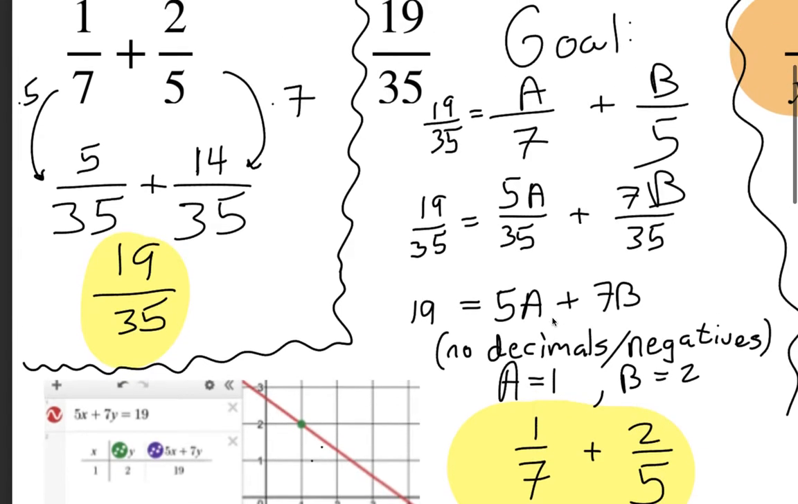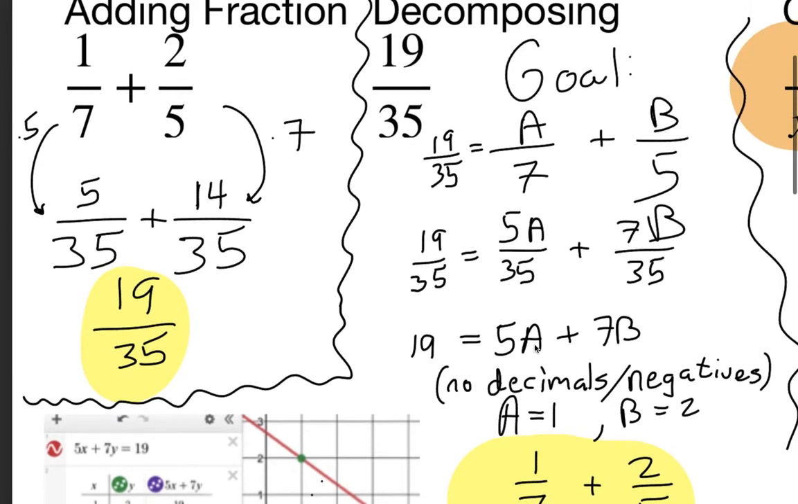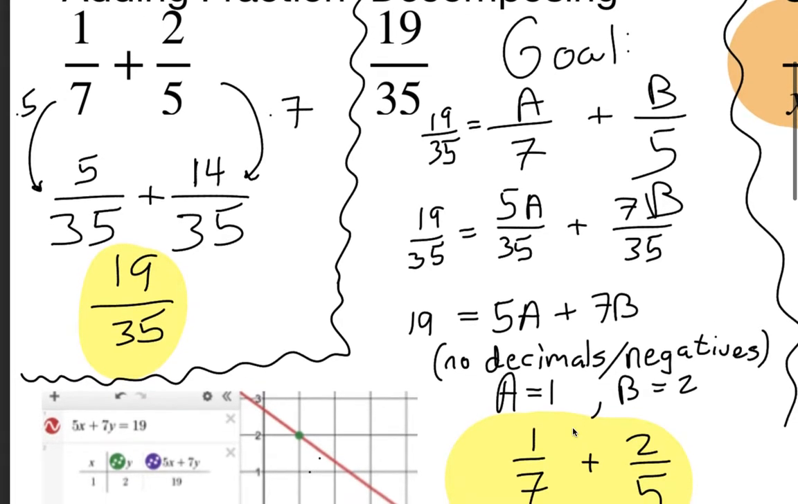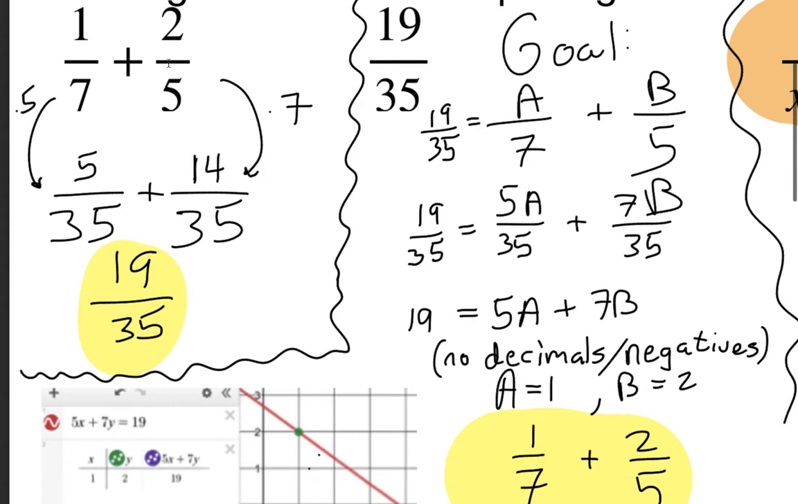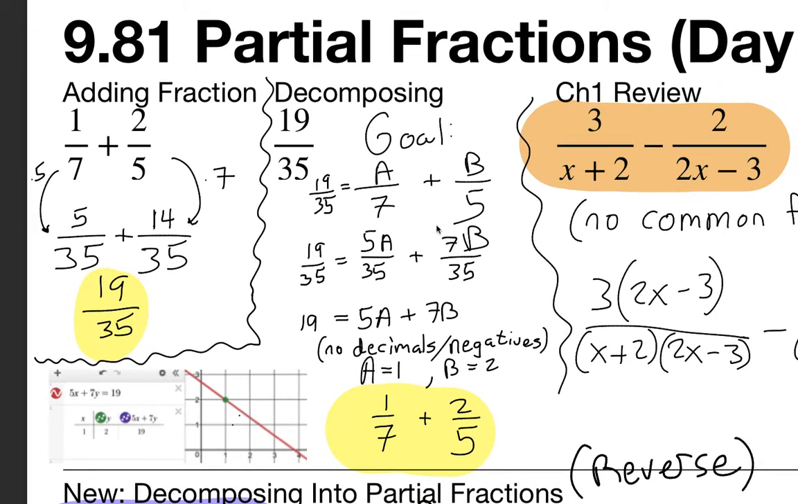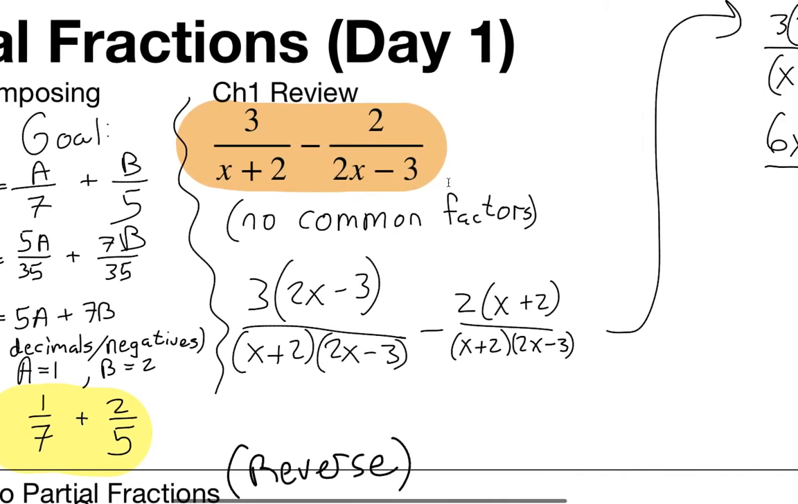So reinterpreting that in the original, you could say that 1/7 plus 2/5 is 19 35ths. We've reversed the process. Notice we started with 1 over 7 and 2 over 5 here, and we got this, and then we reversed it to go in this direction. And that's what we're going to be doing in this section. We are going to be reversing the process that we actually learned about in Chapter 1. Let me show you what that looks like.